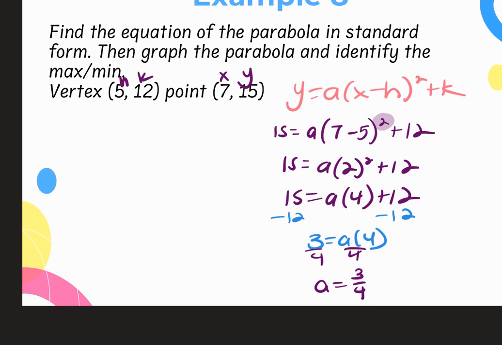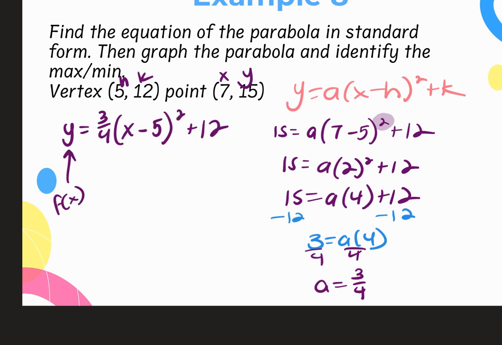Now I take and plug back in y equals, the a is 3/4, the x stays as x, my h is 5, so minus 5 squared plus the k, which is 12. You can also write f of x. Like, I'll take either of those answers. I won't mark either of those wrong. If it was a multiple choice, it would probably say f of x. But just know that either of those are fine. Now, what can you tell me about this parabola? What do we know?